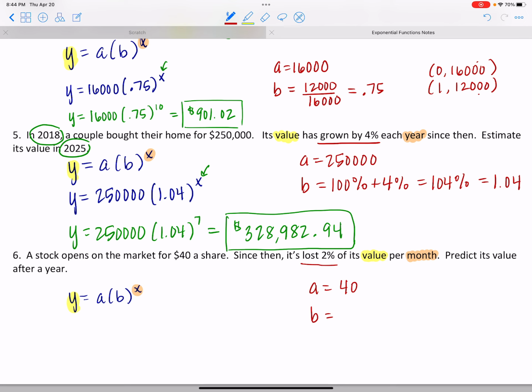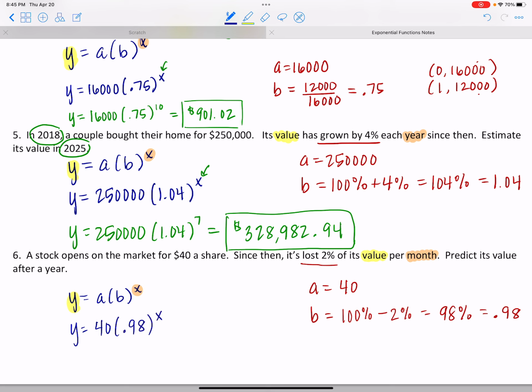So we start at 100% of the value. If we're going to lose 2% each year, we need to subtract 2% from the starting 100% value. That means our growth factor should be 98%. Every year, we're only going to have 98% of the value we had the year before. But 98% as a decimal, being 0.98, is what we're going to use for the value in the actual equation. Okay, so we write our function now as 40 times 0.98 to the x power.